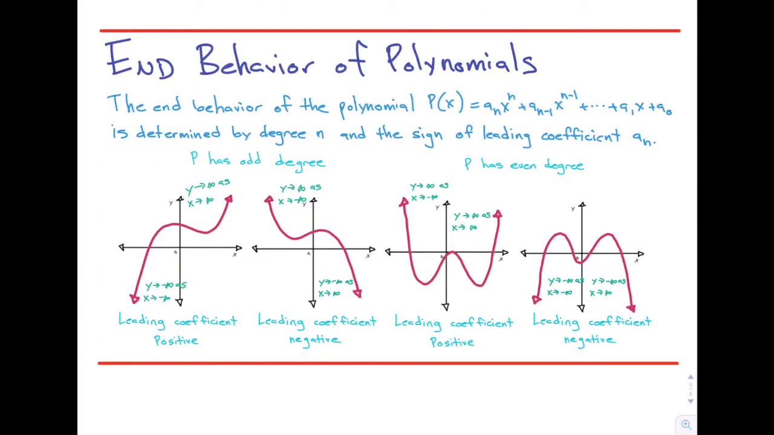End behavior of polynomials. The end behavior of the polynomial p of x is determined by the degree n and the sign of the leading coefficient a sub n.